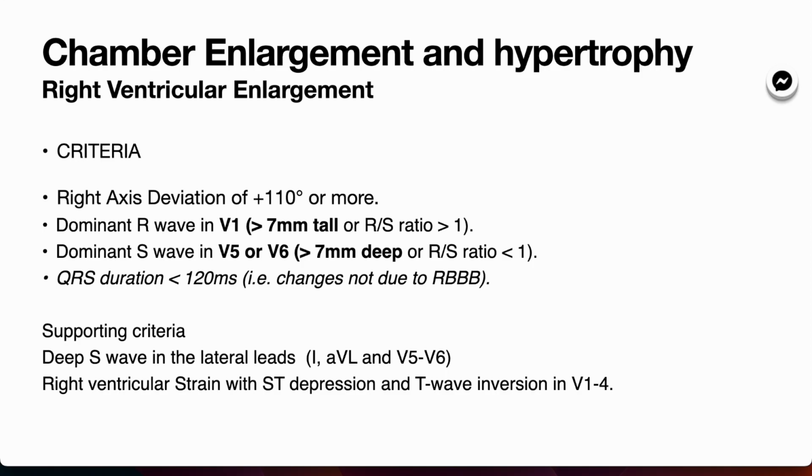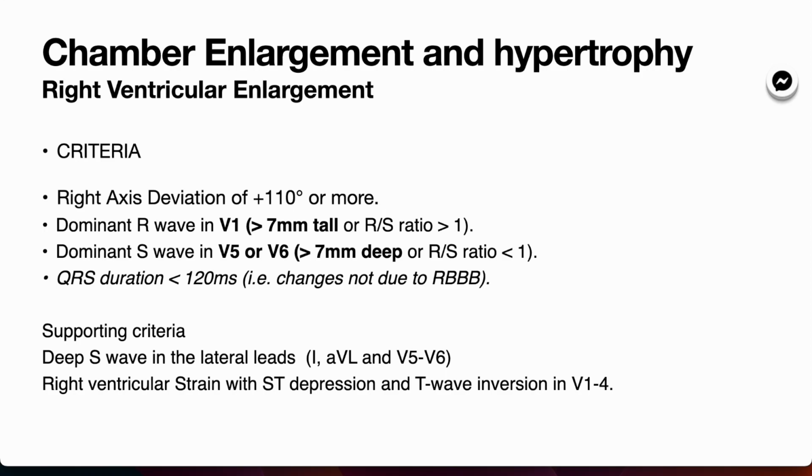So let's go to right ventricular enlargement. For the criteria, you have a right axis deviation of 110 or more. You need to have a dominant R wave in V1 and a dominant S wave in V5 to 6. A dominant R wave in V1 should be more than 7 millimeters tall, or an R/S ratio of more than 1, and a dominant S wave in V5 to V6, which is more than 7 millimeters deep. And the QRS duration is less than 120 milliseconds.